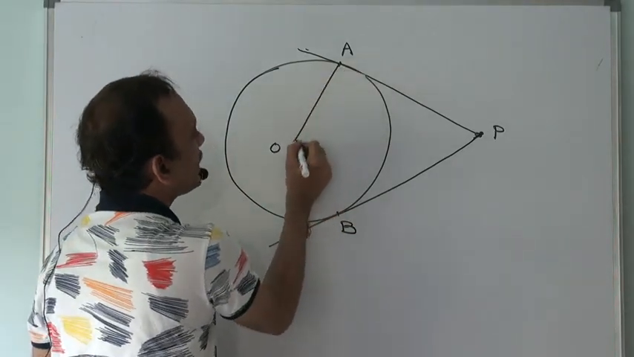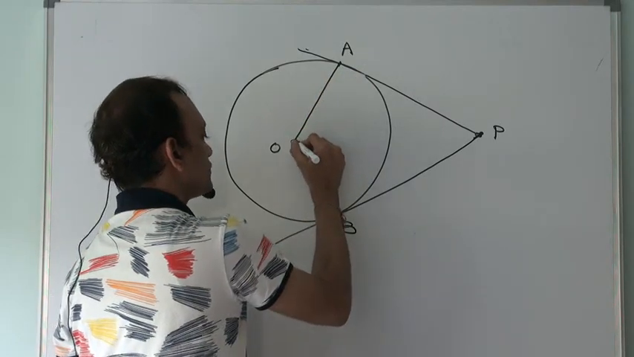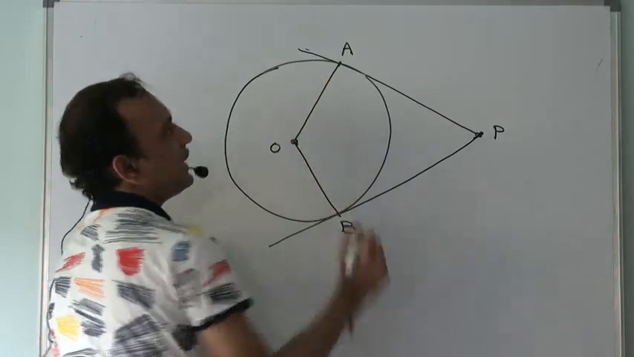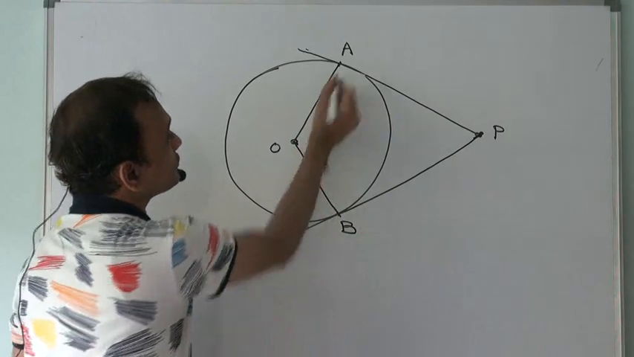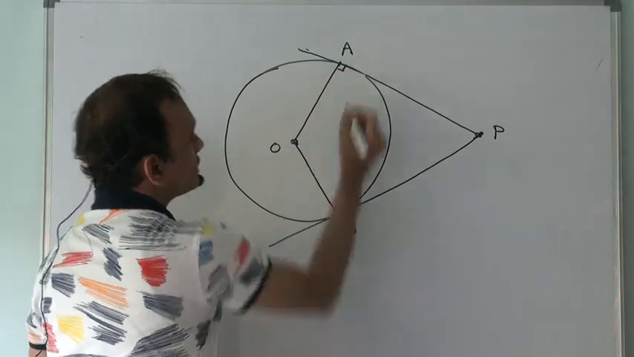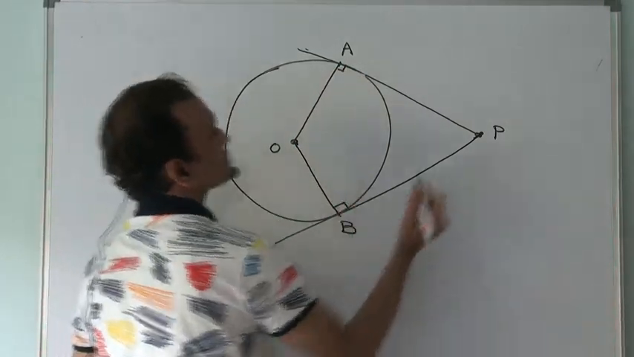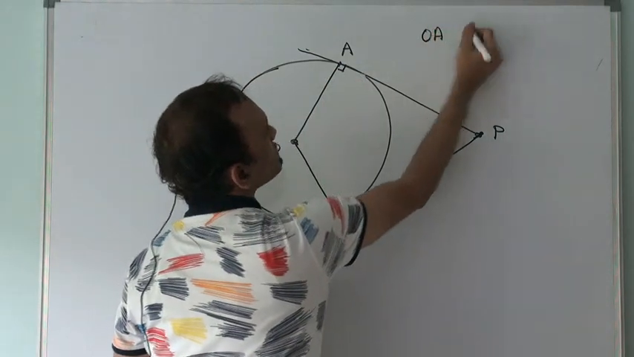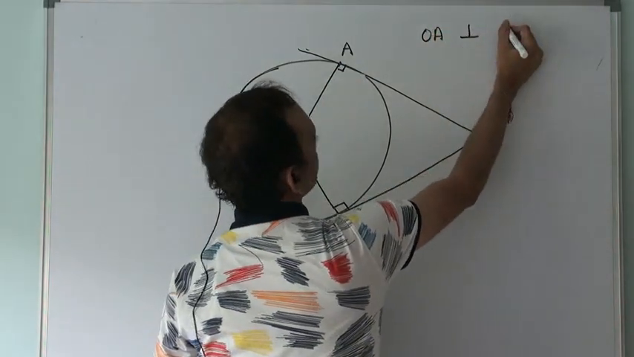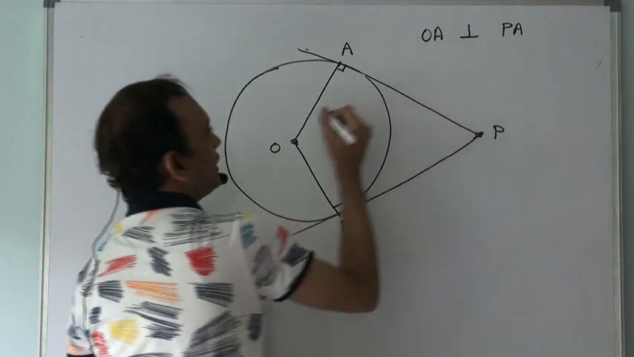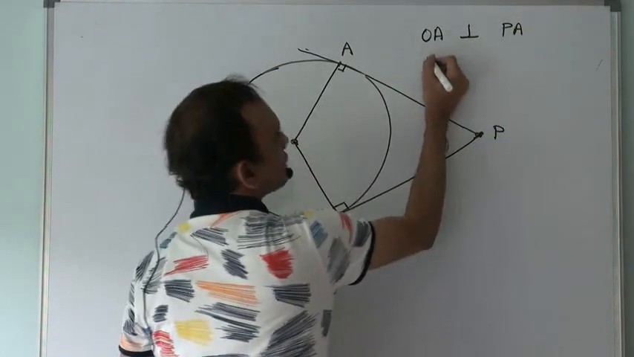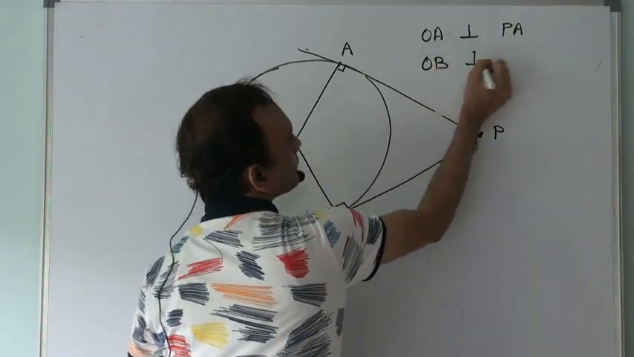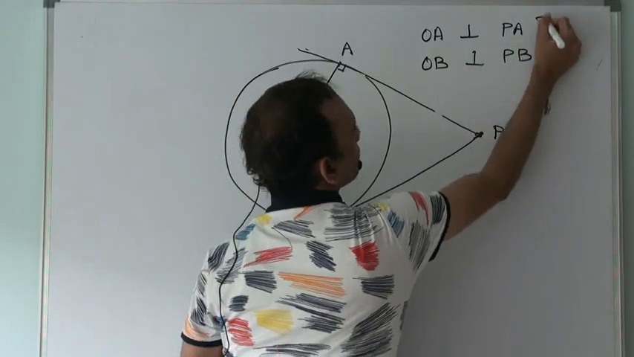These are the radii at the point of tangency. OA and OB are the radii at the point of tangency, therefore they must be perpendicular to the tangents. Yes or no? OA must be perpendicular to PA, right? And OB must be perpendicular to PB. Right?